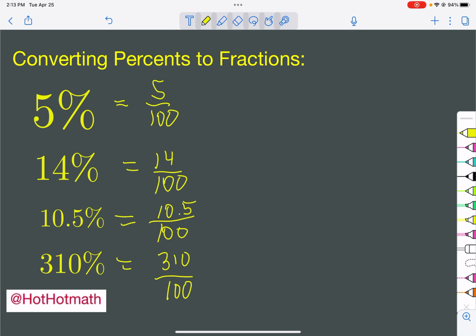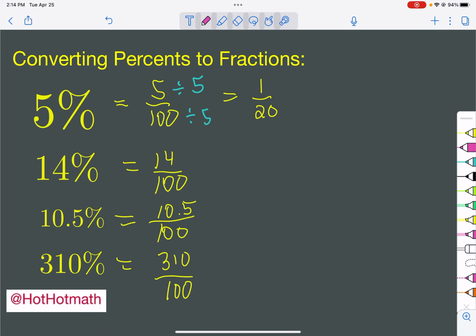Okay, so let's start with the top here. If the top and the bottom have a number that can go into both the top and the bottom, we're going to divide by that number. And so 5 goes into 100, also goes into 5, so divide, and we get 1/20. So that is the reduced version that is equivalent to 5 over 100.